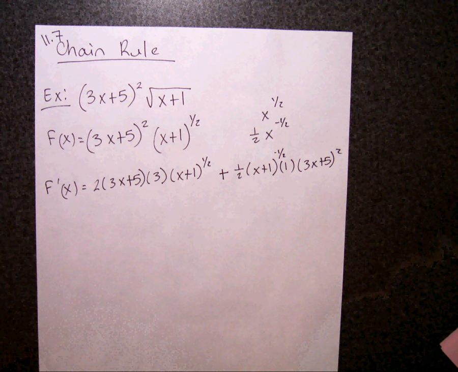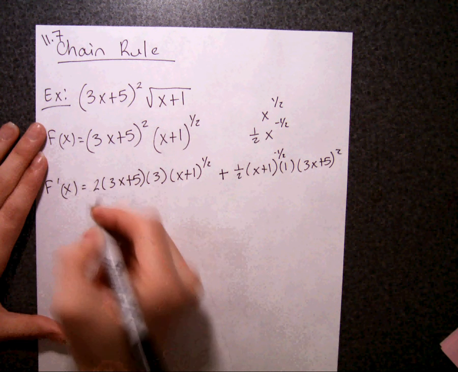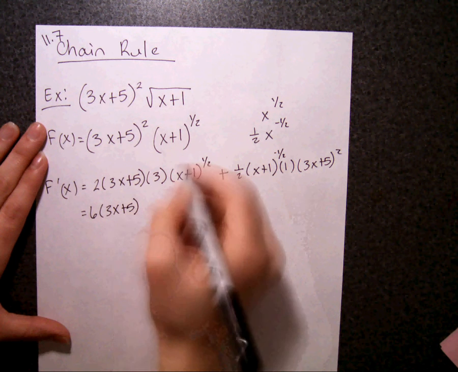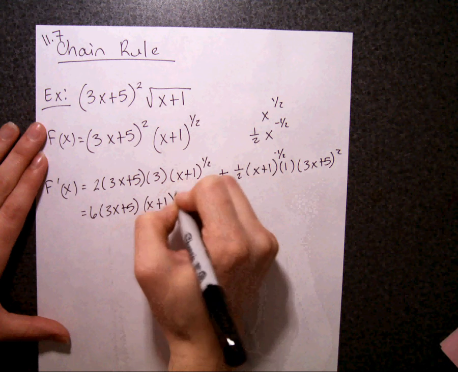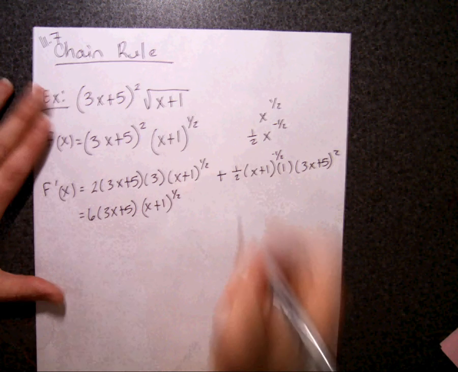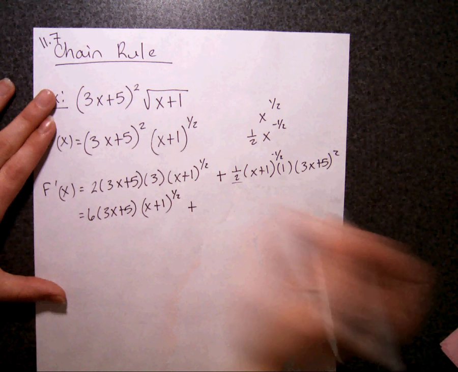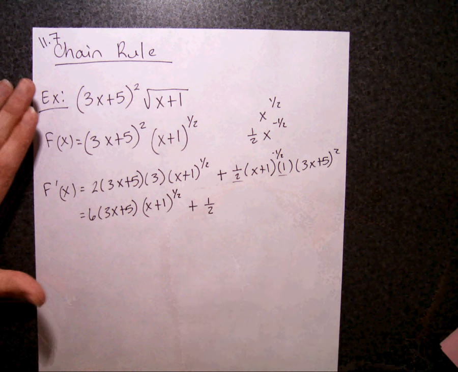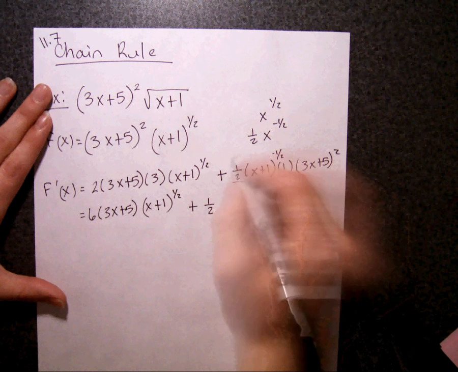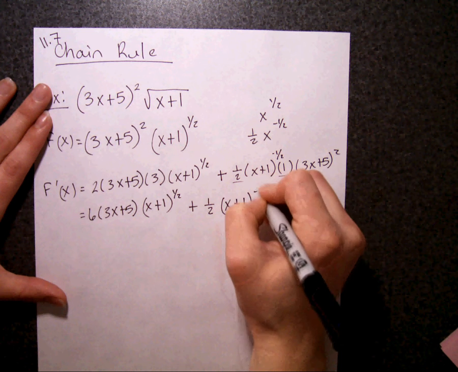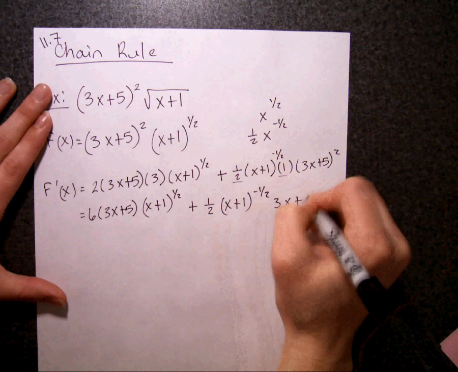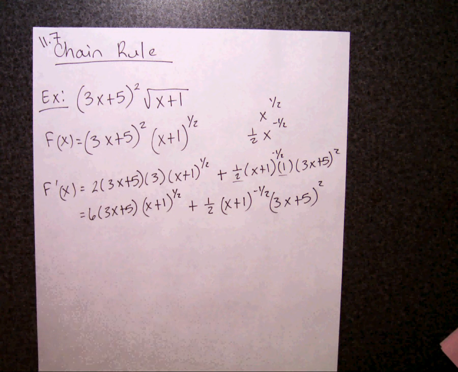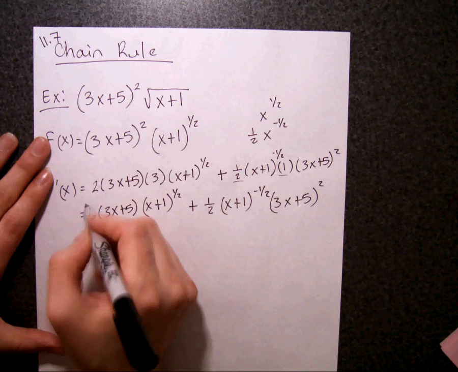And I'm going to make this a little bit prettier. I have some constants I'm going to pull out front. So I have 6 times (3x + 5) times, I'm going to leave that as a half. You can put it back as the square root if you want. Plus my constants, I have a half and I have 1, which is just a half. I'm going to leave it like that: (x + 1) to the negative 1/2 and (3x + 5)². Now I'm fine with leaving it just like that. This is a sufficient answer for me.